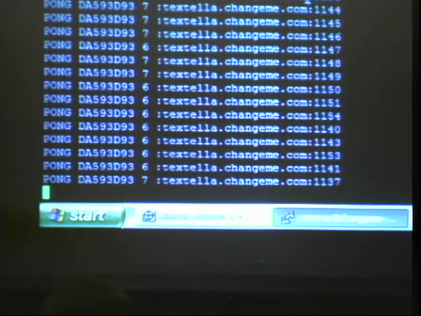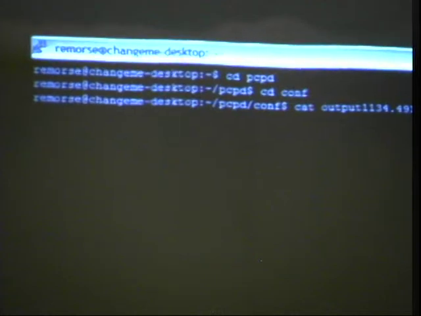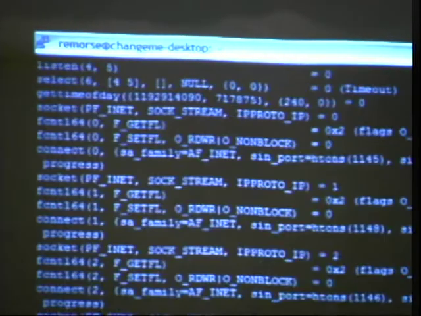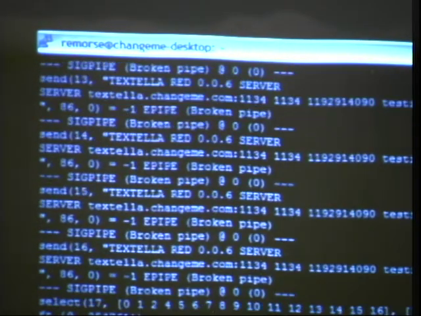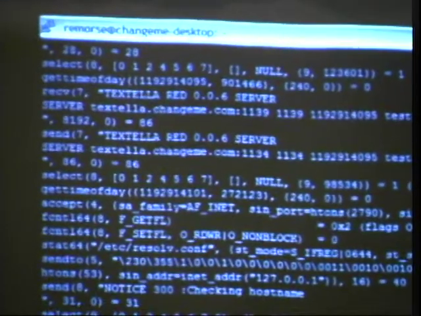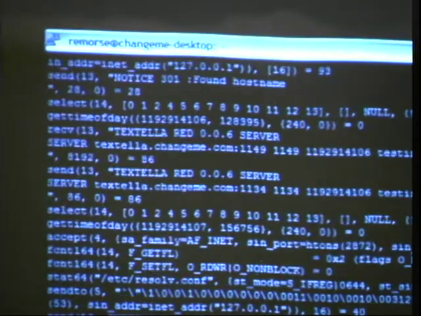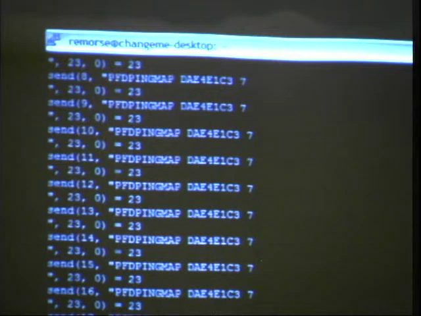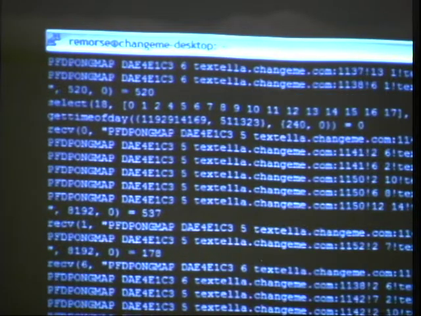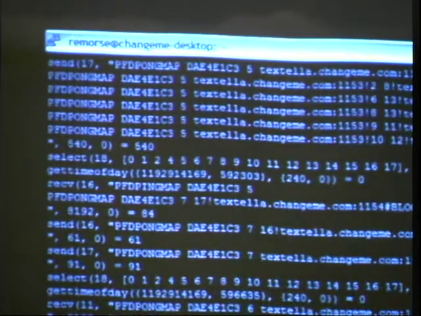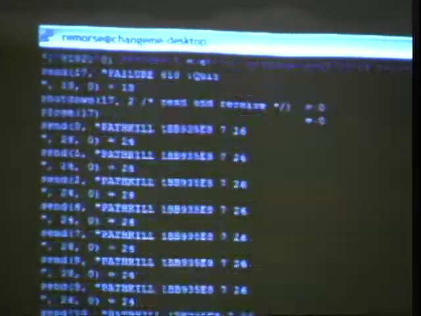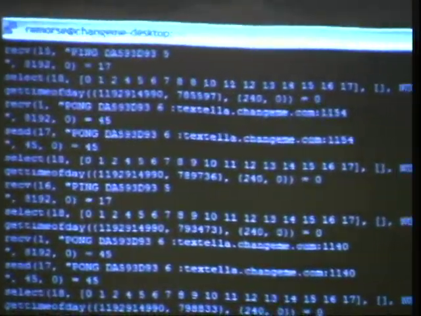Now, let's see, what do we have here? Output 1134, pipe, Perl, RM, enter, pipe, less. Okay, there's all the negotiations, servers connecting to each other, blah, blah, blah. Okay. All right, that's me looking at the graph. Where is it? Okay, here we go.